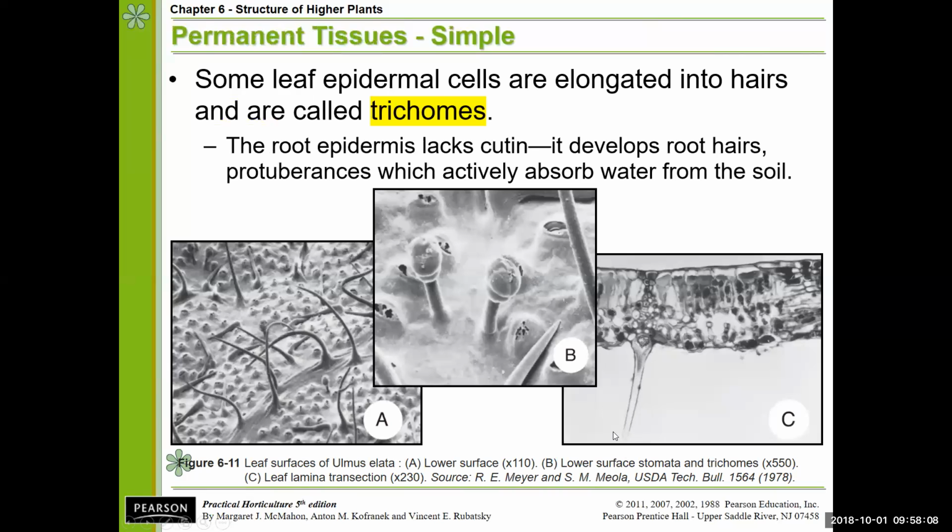Usually the trichomes are where they're producing chemicals to help guard the plants. So for instance, in poison ivy, that's where you have the urushiol, that oil that causes the rash. Or in a stinging nettle, that's where you have these barbed hairs that are responsible for stinging people and other animals. So be aware of the trichomes and their interesting uses.